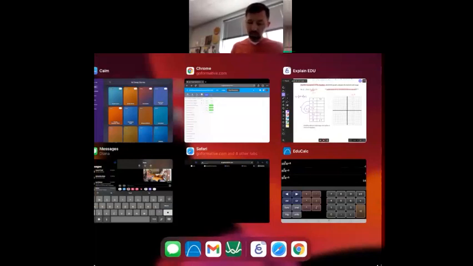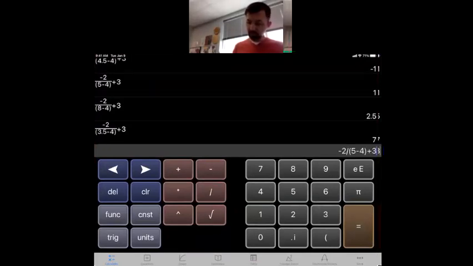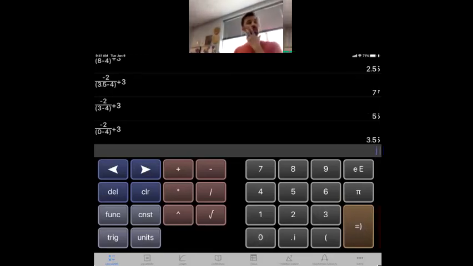I can go back and I can edit those for the other values I wanted. Change that 4.5 to a 3.5 really quickly. So I can do all those calculations really rapidly without having to retype and retype and retype.